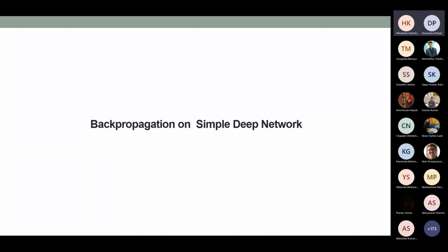Okay, so we'll come back. So let us see how we can do the gradient computation, backpropagation, on a simple deep neural network.